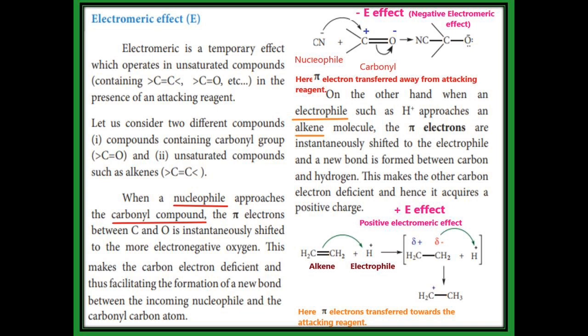Now another example, alkene: CH2 double bond CH2. In that double bond, one bond is a sigma bond and the other is a pi bond. The pi electron moves towards the H plus. H plus is an electrophile; it is called an electrophile because it attracts electrons. The pi electron moves towards the attacking reagent H plus. So this type of effect is called the plus E effect, that is, the positive electromeric effect. So we get a bond between the carbon and the H plus. This type of effect is the electromeric effect. This is a temporary effect.